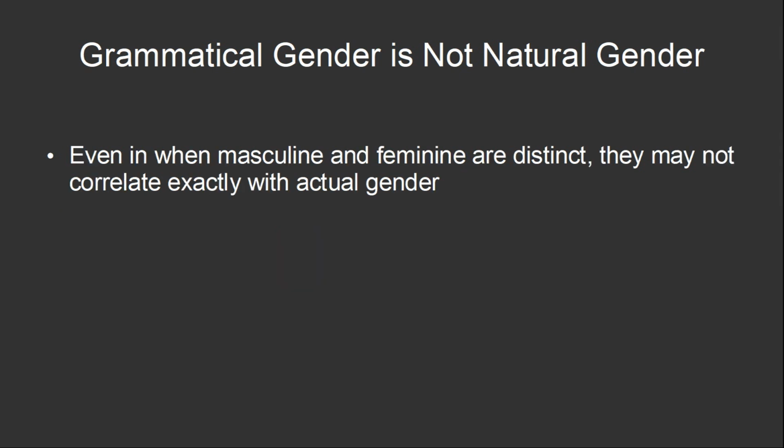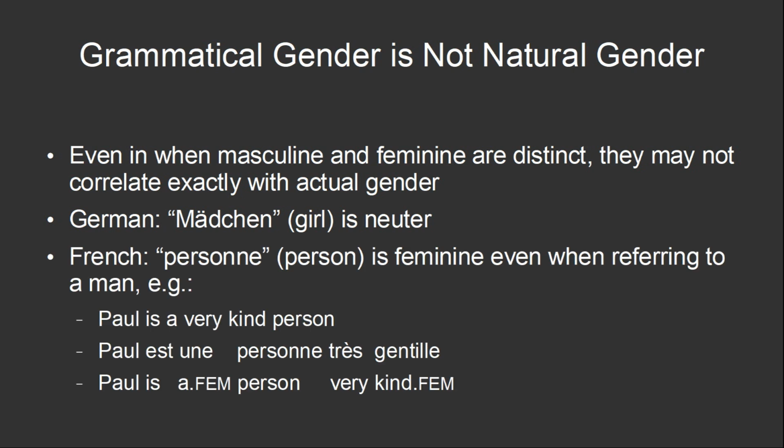Even in languages that do make a masculine-feminine distinction, the relationship between grammatical gender and natural gender is not exact. For words referring to humans, the grammatical gender usually coincides with the natural gender, but there are often exceptions. One well-known and often cited example is from German, in which the word girl, Mädchen, is grammatically neuter because it is a diminutive, and all diminutives are neuter in German. Another example, the French word personne, or person, is grammatically feminine even if it refers to a man.